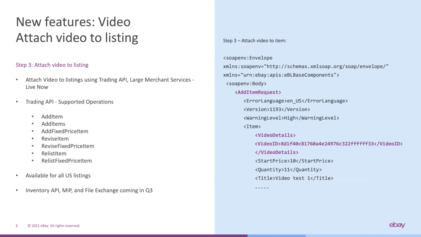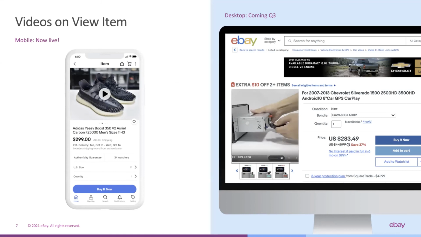So what more is there to talk about? In a moment, I'll show you a demo as well. As you can see here, once your videos have been uploaded, processed, and attached to a listing, it's available for buyers to see in native. This is live, and desktop is coming in Q3 of this year.